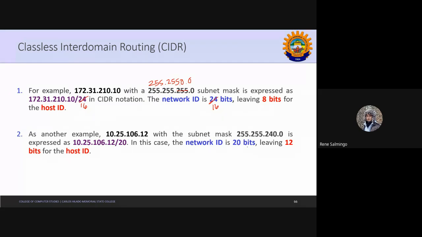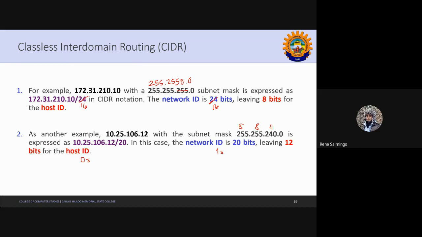So why is it we have 20 bits? Again, we convert this. This becomes 8-bit, 8-bit, and what we have here is four ones. Okay, so a subnet mask will always determine the network ID if you see ones. Host ID will be determined by the number of zeros. Take note of that.